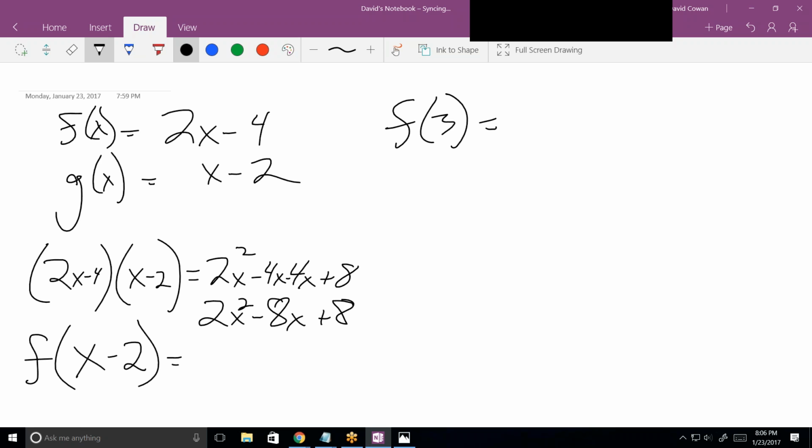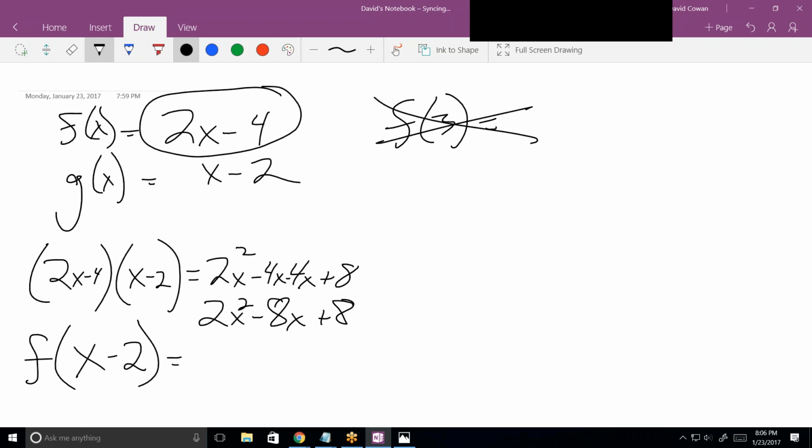Okay, well, we're not doing f of 3. We're doing f of x minus 2. What is that? Spell it out, and then we'll simplify it. Do not try to simplify in the same step that you're writing. This is f of x. What's f of x minus 2?